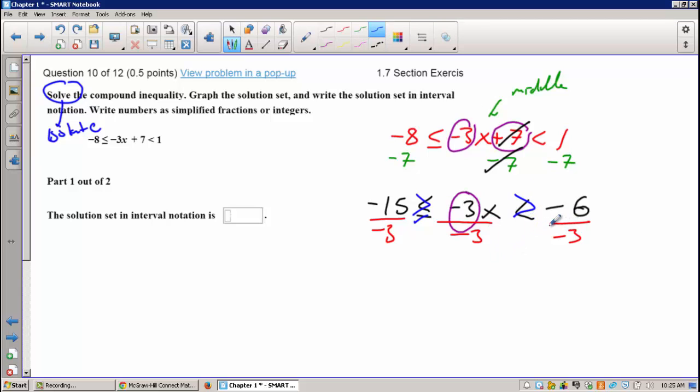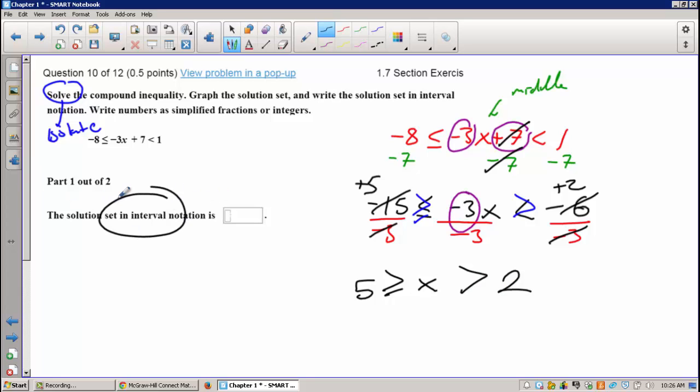No, this is not inequality. This is switch directions. So we have this cancels into positive 5. This cancels into positive 2. x is less than or equal to 5, but x is greater than 2. Okay? And this is the solution.